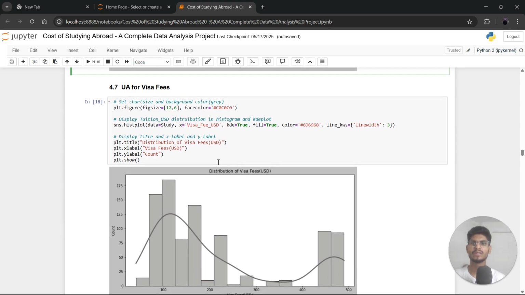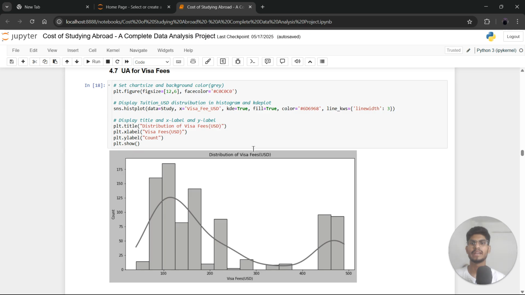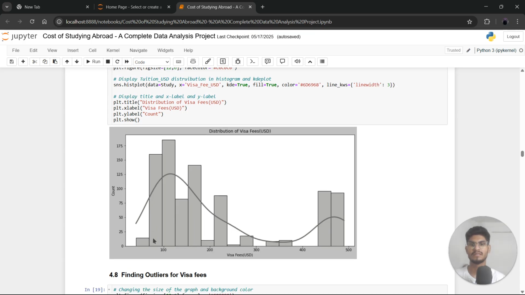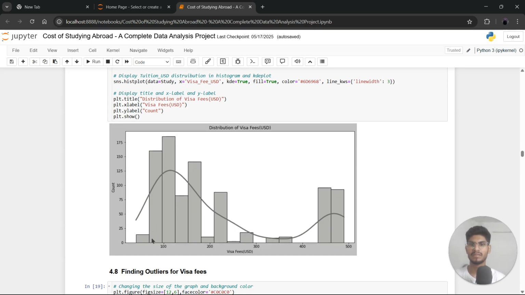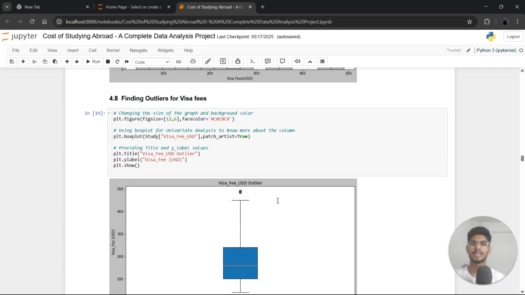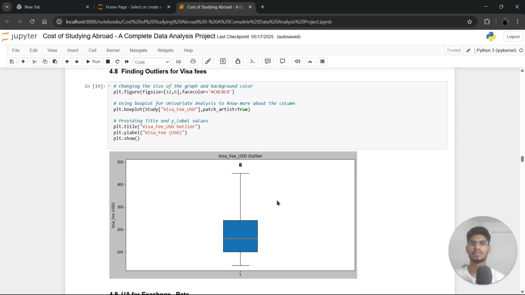Now we are using the distribution of the visa fees. You can see I have already explained everything, what this function is used for, and so on. So you can see the distribution, the visa fees fall between around $50 to $180. So then you can see most of the countries charge visa fees between this and this. That's how you can get to know about the data.